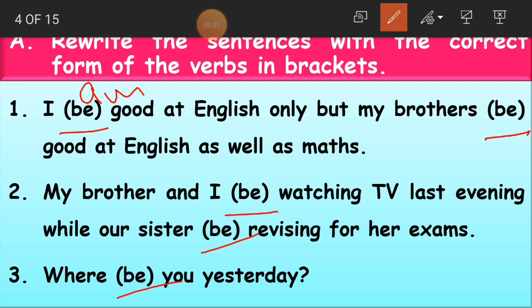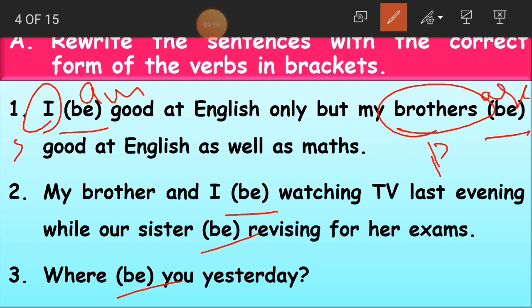This is singular. I is singular, no? And here brothers are what? Brothers, more than one, because we have added s here, brothers, plural form. Then what must be the verb here? But my brothers are good at English as well as maths. Clear, children?